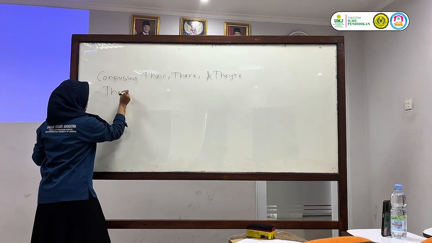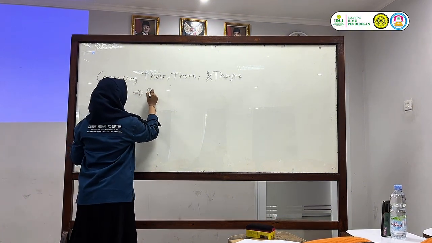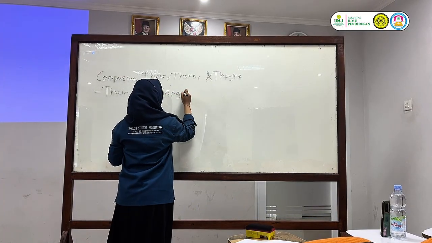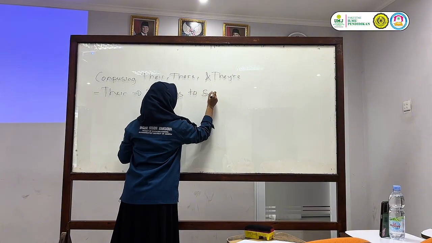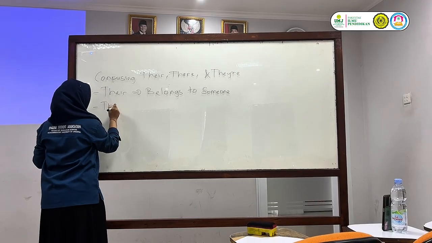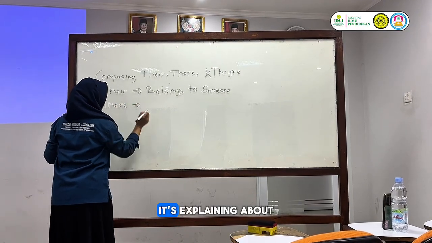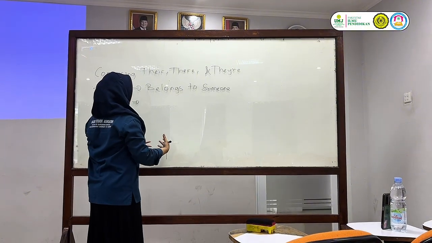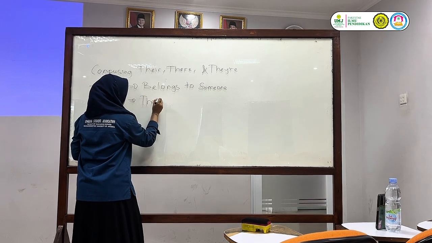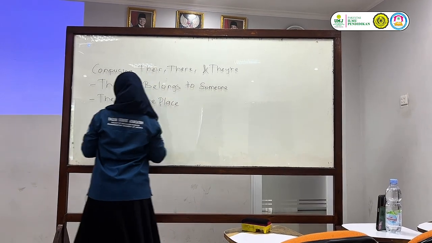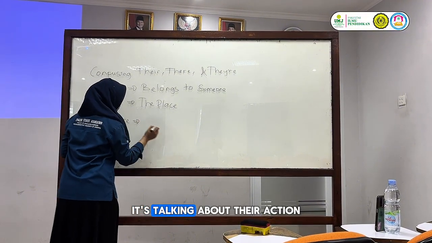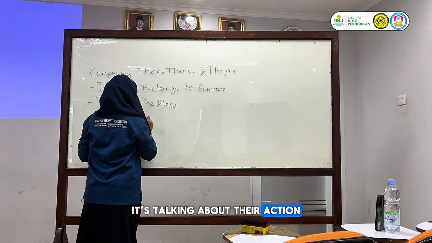Their, it's something that belongs to someone, like showing possession, belongs to someone. And about there, it's explaining about like the categories of the place, and they're. It's talking about their action. Yeah, action verb.